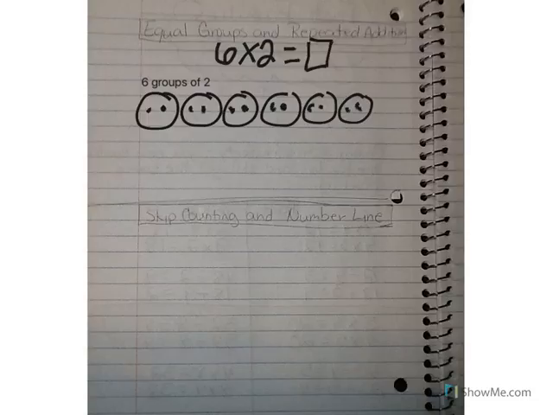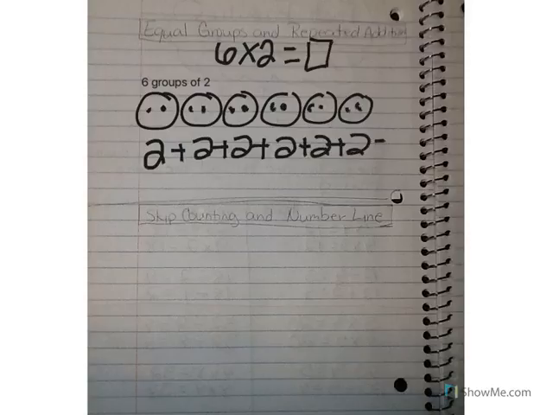Now from here I can get my repeated addition. This first group has 2 plus another 2 plus another 2 plus another 2 plus another 2 plus the last 2, and that equals, I have 6 groups of 2. 1, 2, 3, 4, 5, 6 groups of 2. 2 plus 2 plus 2 plus 2 plus 2 plus 2 gives me a product of 12. And if I count my dots, 1, 2, 3, 4, 5, 6, 7, 8, 9, 10, 11, 12, I can see that it matches.